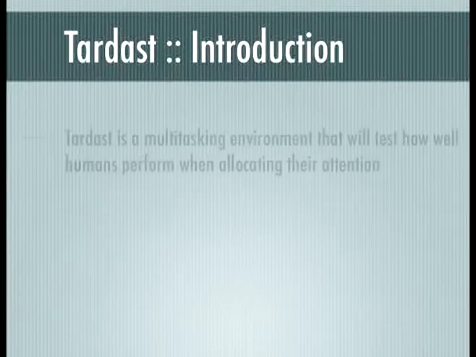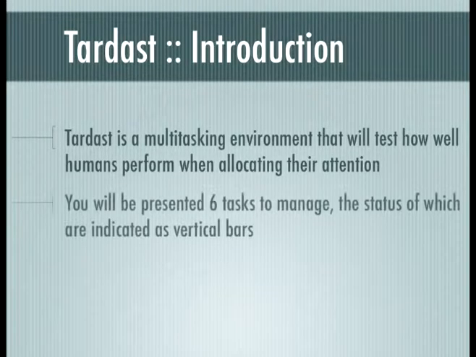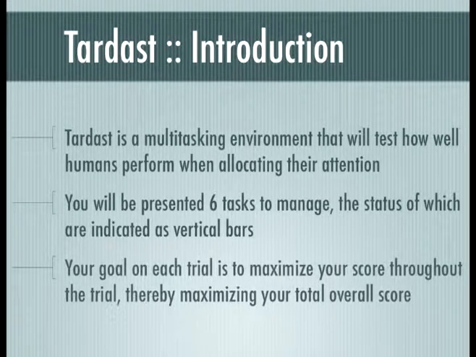Tardast is a multitasking environment that will test how well humans perform when allocating their attention. On a typical Tardast trial, you will be presented with 6 tasks to manage, the status of which are indicated as vertical bars. Your goal on each trial is to maximize the total score throughout the trial, thereby maximizing your overall score. This is done through careful interaction with the Tardast environment.